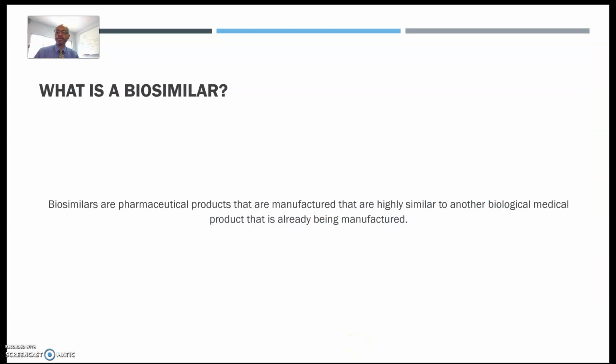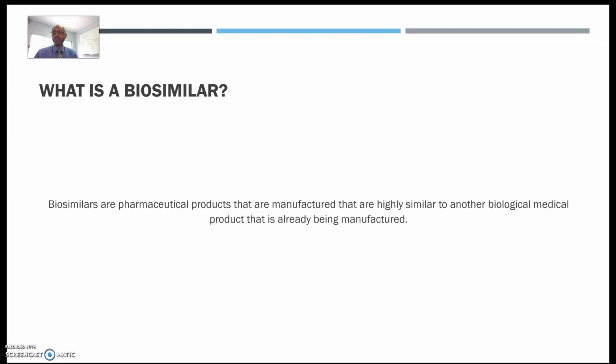So what is a biosimilar? Biosimilars are pharmaceutical products that are manufactured to be highly similar to another biological medical product that has already been manufactured. For example, think insulin. Insulin's been around for a long time. However, we now have biosimilars to insulin, which are created using advanced recombinant techniques.